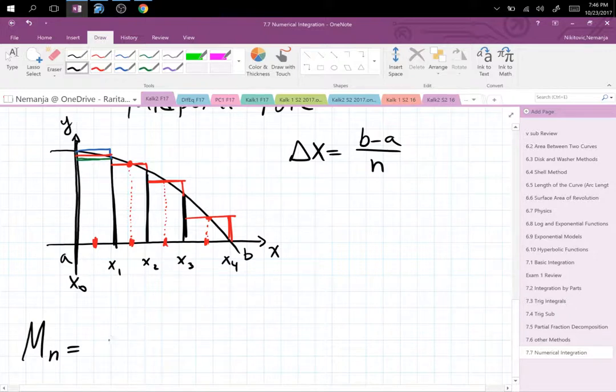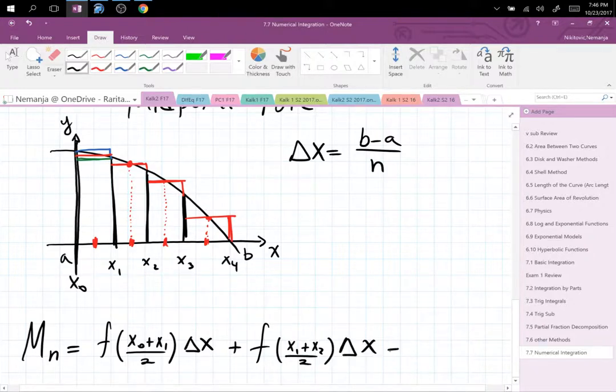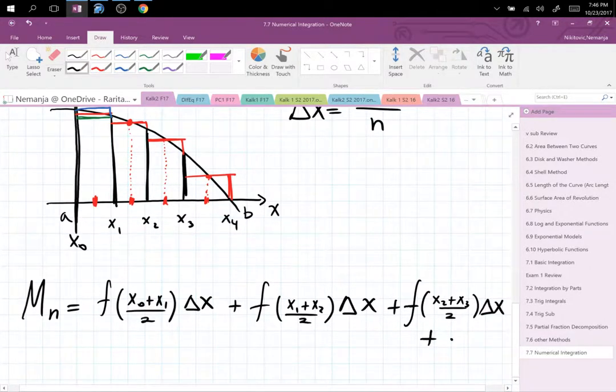So I first have to average x0 and x1 and multiply by delta x. See, the height is computed at the average of x0 and x1, which is the midpoint. And then you multiply by delta x. Plus, the next one is the average computed between x1 and x2 times delta x. Plus, function computed at the average of x2 plus x3 times delta x, plus whatever amount of these you have.